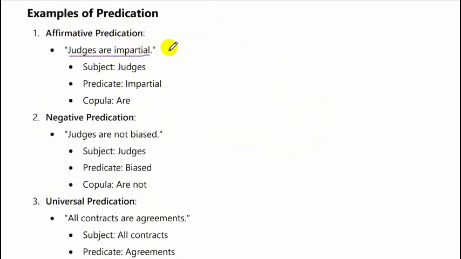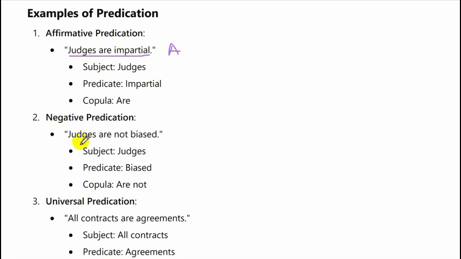Alright, so now this is which type? This is A type. All judges are impartial. Here "all" is not mentioned, but it is affirmative. It has nothing to do with universality.